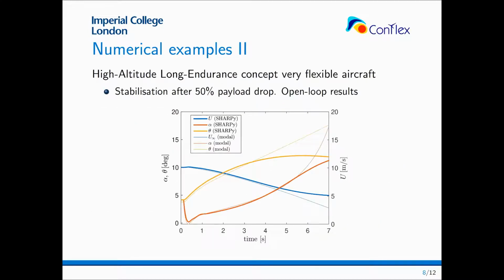So for this control problem, what we try to do is to stabilize the aircraft after 50% of the payload is dropped just after starting the simulation. What we show here are the open loop results. We show the angle of attack, the pitch in the red and yellow or brown respectively, and also the flight velocity. So we see that after the payload is released, there is a sudden decrease in angle of attack. That's because of the sudden vertical acceleration of the aircraft, which reduces the effective angle of attack. And then we see that the aircraft is left in this nose-up climbing trajectory with an increasing pitch, and also a reduction in flight velocity.